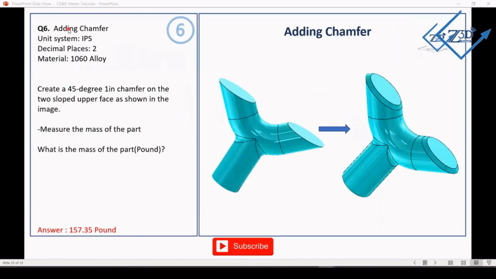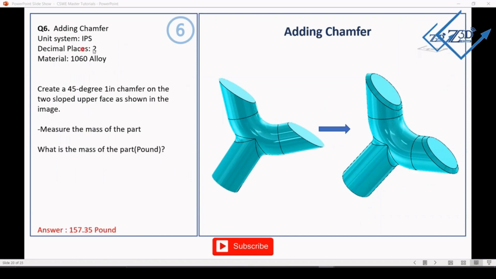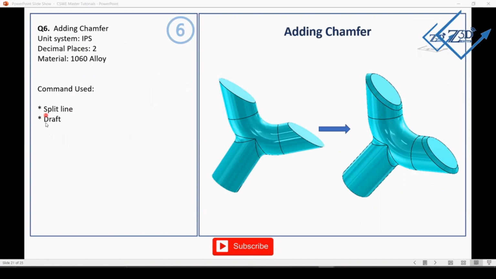Now moving to question 6, we have to do adding chamfer. We have to create a 45-degree 1-inch chamfer on the top slotted upper face as shown in the image on the right side. Then we have to measure the mass of the part in the unit pound. So here the commands used are split line and draft. These two commands are used to solve this question.